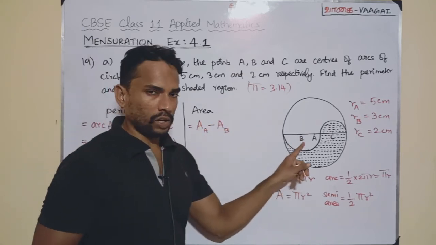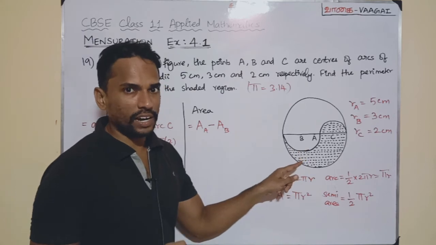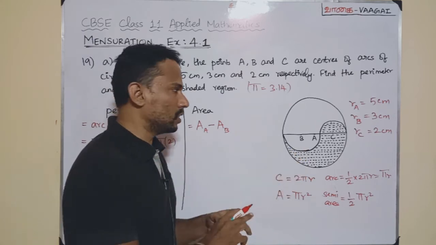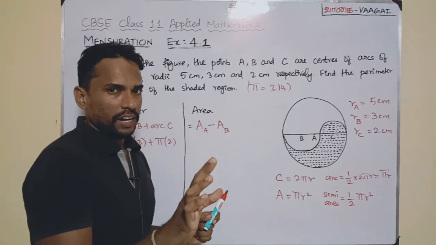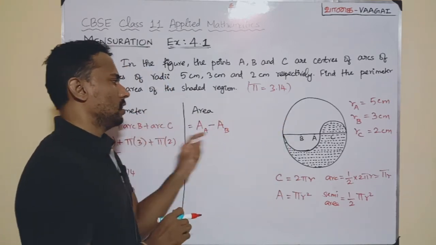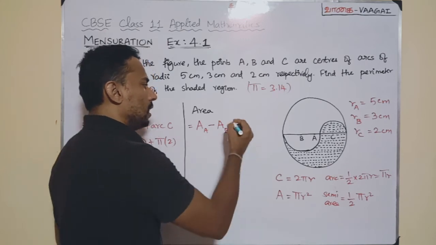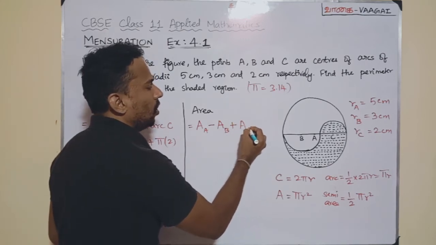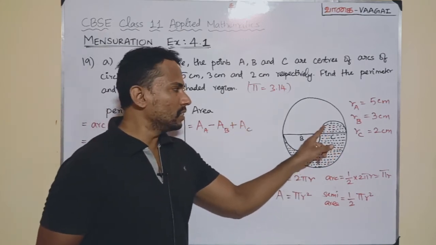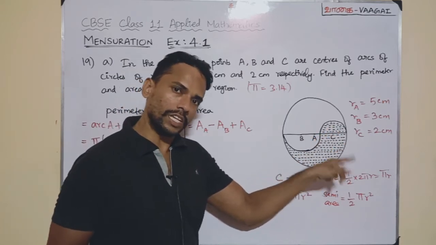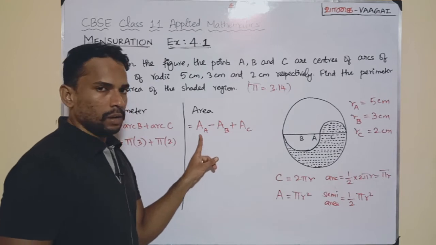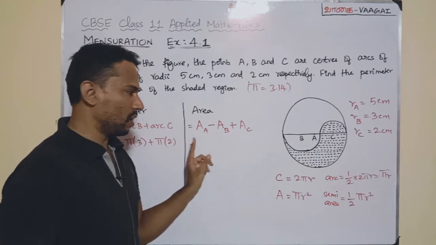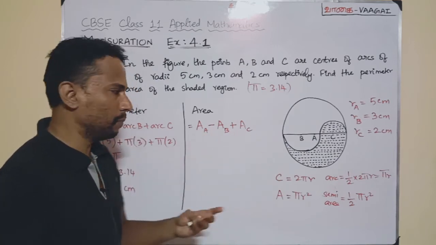I hope you are able to understand why we are doing minus. We should not add it, okay? We should do minus. Why? Because out of this area, we are removing this area because that region is not shaded. It is unshaded. That's the reason. So minus area of B, then plus area of C. Why? Because here this region is shaded. This is included in that area. So we have to add that region. So this area minus this area plus this area. Okay, fine. This calculation, if we do, we will be able to get the answer.